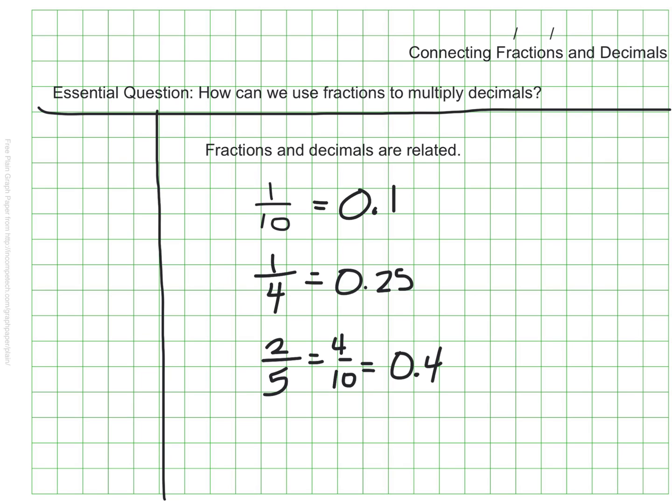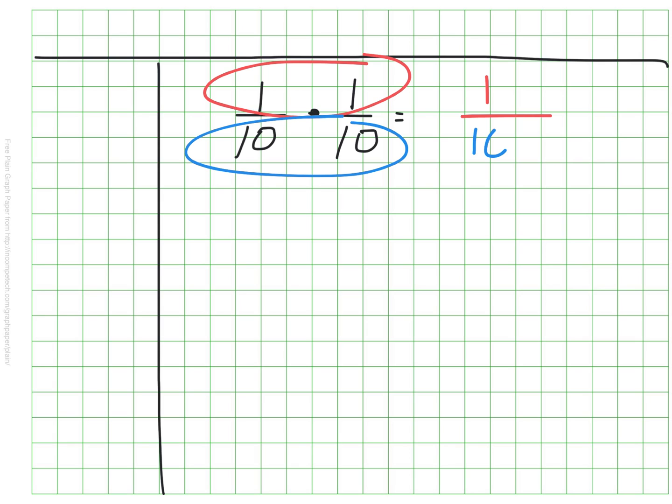Since we've already worked with multiplying fractions quite a bit, we can use what we know about that to help us work our way up to multiplying decimals. When we first started multiplying fractions, of course, we used models, but then we realized very quickly that it was a little more convenient to use an algorithm. With that algorithm, we knew that we could find the product of 1/10 times 1/10 by first multiplying the numerators, 1 times 1, and then multiplying the denominators, 10 times 10. So we knew that it would be 1/100th.